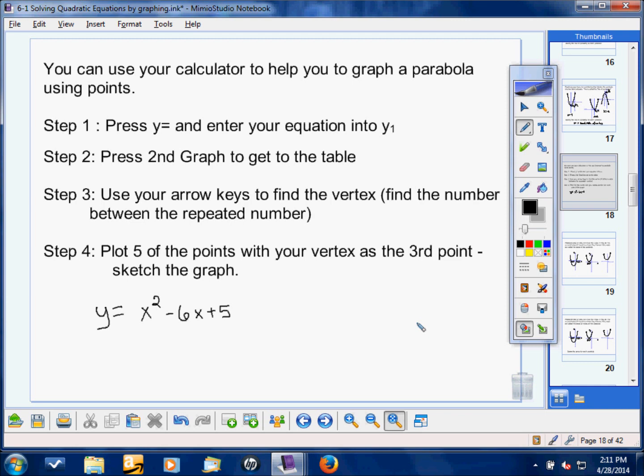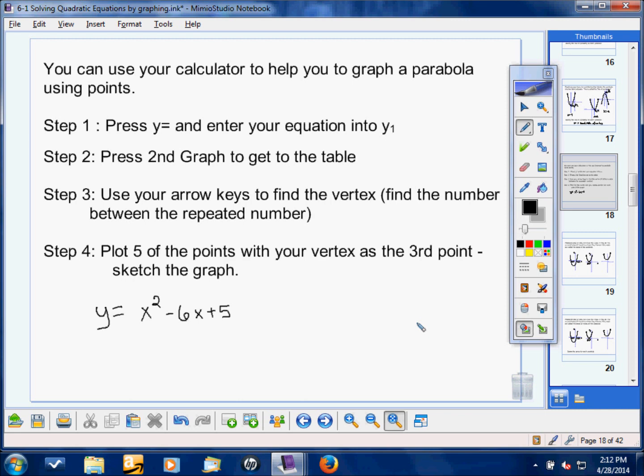You remember where the X button is? X is one to the right of Alpha. So you're going to put in X, then push your squared button, minus 6X plus 5. I'm going to walk around and make sure that you all do that. X squared minus 6X plus 5. Here's the X right there.